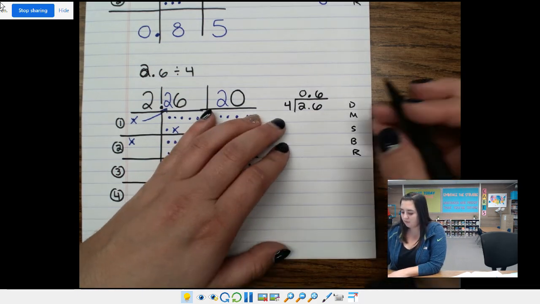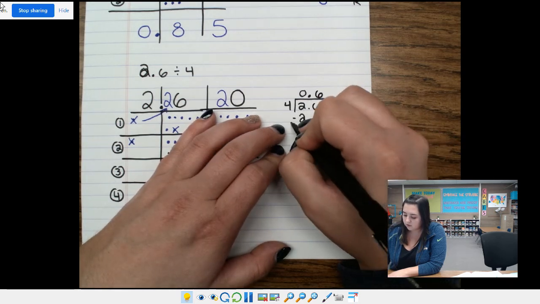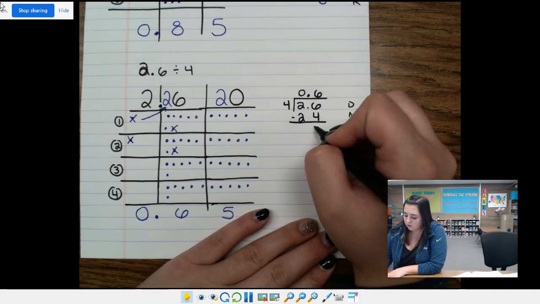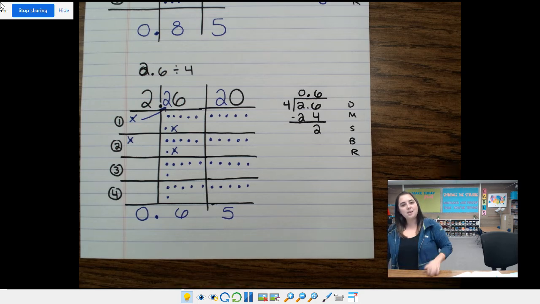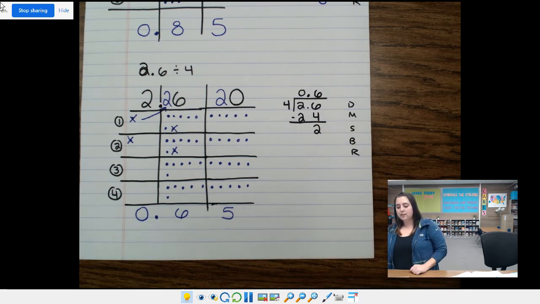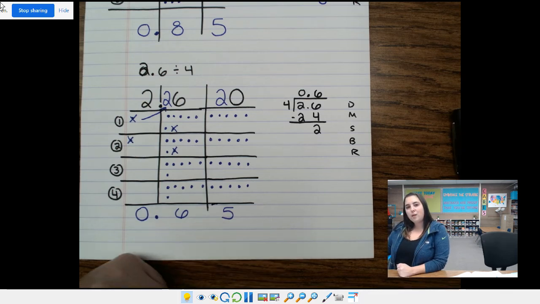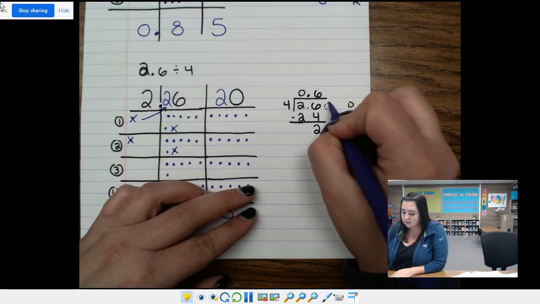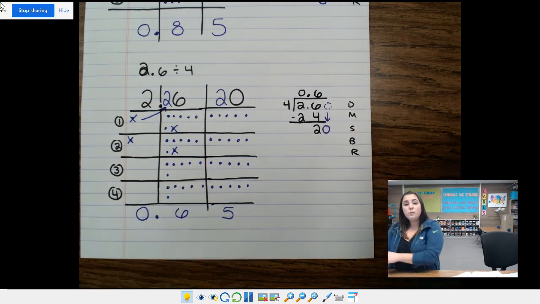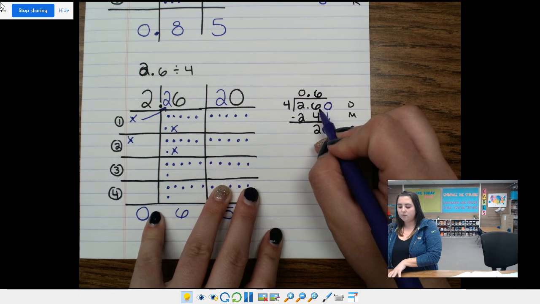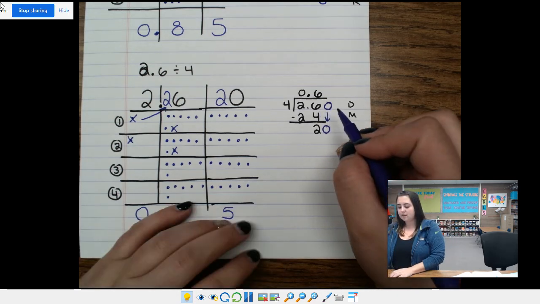What was 6 times 4? 24. Subtract. 26 minus 24 would be 2. Oh, I ran into that same problem. I have a 2, so I'm not done. It's only when I subtract and get a 0 and there's nothing to bring down that I'm completely done. So what do we bring down? We bring down this invisible 0 here. And that 2 becomes a 20. Because I can add a 0 to the 2 decimal 6. Doesn't change the value. I'm just pointing out that there's nothing in the hundredths.